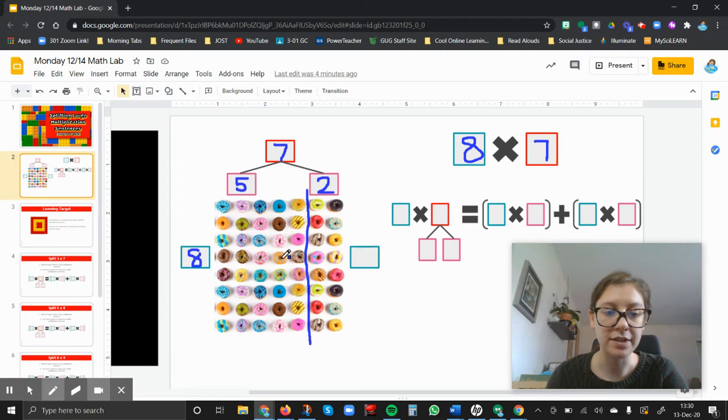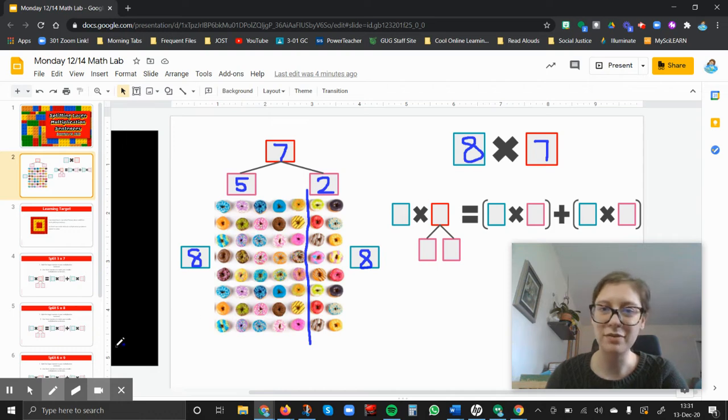Now, I'm going to find the number of rows. I know that my number of rows doesn't change, so I still have 8 rows. So now I know that this small array is 8 times 5, and this small array is 8 times 2. So if I added those two small arrays together, I would get the answer for 8 times 7.